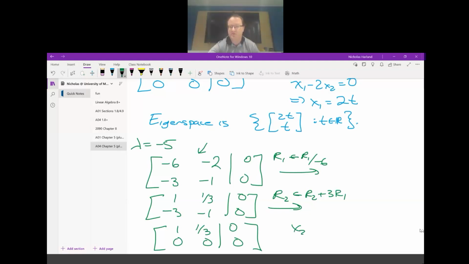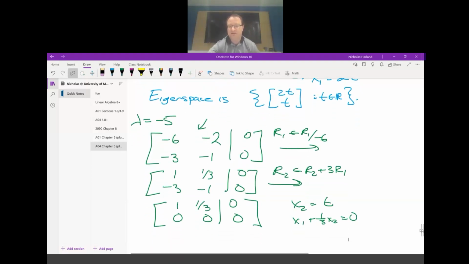So x2 is equal to t, x1 plus a third x2 is equal to 0. That says x1 is negative a third t. And so our eigenspace is the set of negative a third t, t, where t is a real number.